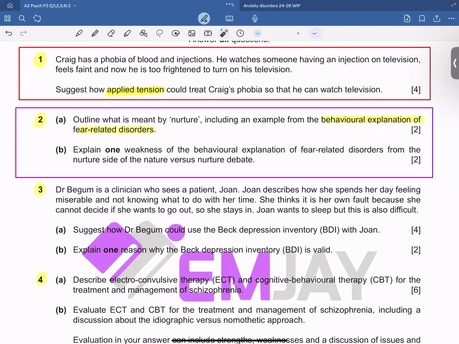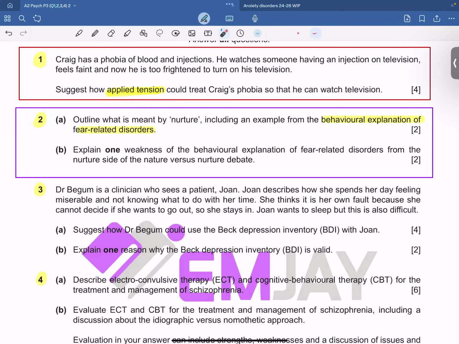He watches someone having an injection on television, feels faint, and now he is too frightened to turn on his television. So we're talking about this individual with the name Craig. He has a phobia of blood and injections. What happens is when he watches someone having an injection on television, he feels faint, and now he is too frightened to turn on his television. Suggest how applied tension could treat Craig's phobia so that he can watch television.